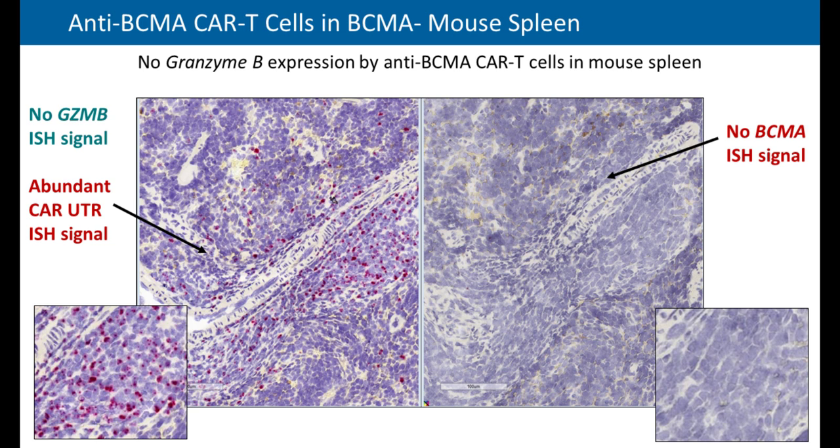But you do not see any green signal, which would be indicative of positive granzyme B expression. So in this normal mouse spleen, although the CAR T cells are present, they are not engaged because there is no BCMA antigen present.